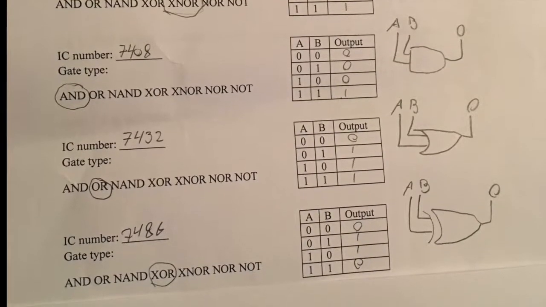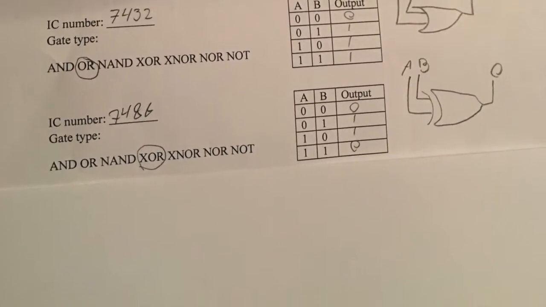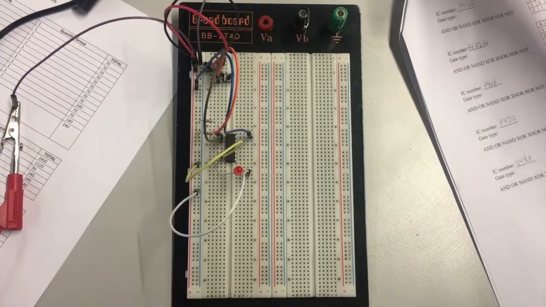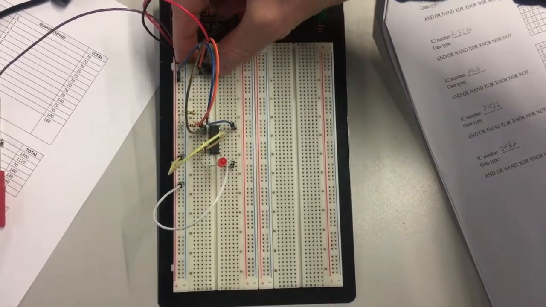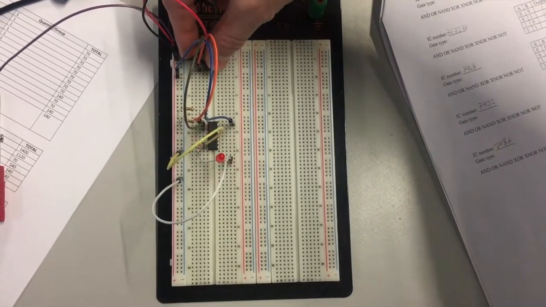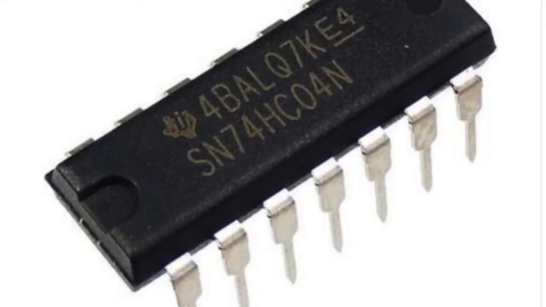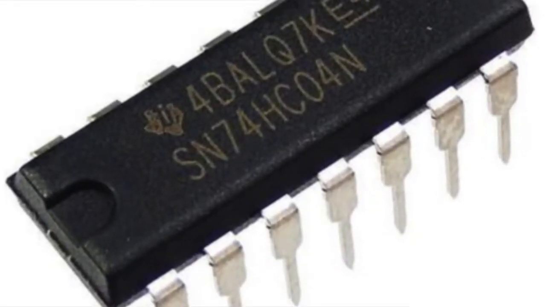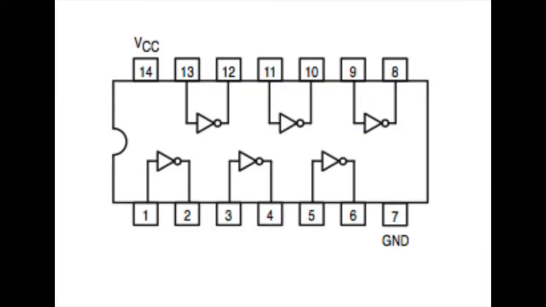The next IC is the 7486. From the truth table, it is clear it is an XOR gate. An XOR gate outputs a true statement only when either input is true but not both. For part 2, we used the same parts in the circuit, except we used the 7402 and 7404. Since their pin configurations are slightly different, we had to make some minor adjustments for the connections.